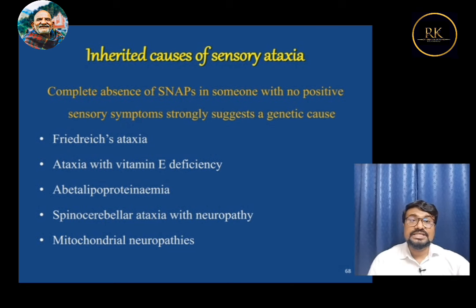Inherited causes of sensory ataxia. In these cases, there is complete absence of SNAP with no positive sensory symptoms, which strongly suggests genetic causes. The causes include Friedreich ataxia, ataxia with vitamin E deficiency, abetalipoproteinemia, spinocerebellar ataxia with neuropathy, and mitochondrial neuropathies. These are the inherited causes of sensory ataxia, with complete absence of SNAP without any positive sensory symptoms.